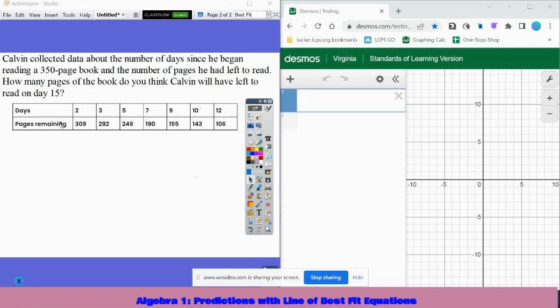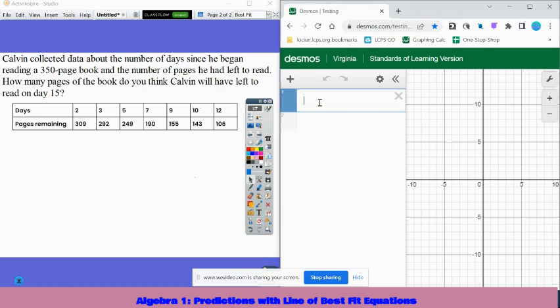Now, when you look at your data and your information, we have information about his reading from day 2 through day 12. I don't know anything about day 15, so we're going to try and make a prediction for what we think this will be. I'm going to do this with the line of best fit, and I'll have our graphing calculator do that.